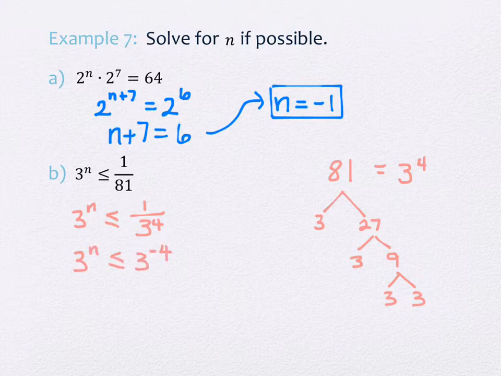Do they match now? Yes, they do. I have 3 as my base on both sides. So now I can ignore the base and look only at the exponents. N on the left, negative 4 on the right. What's going to go in between? Less than or equal to. Same symbol I had before. No different.